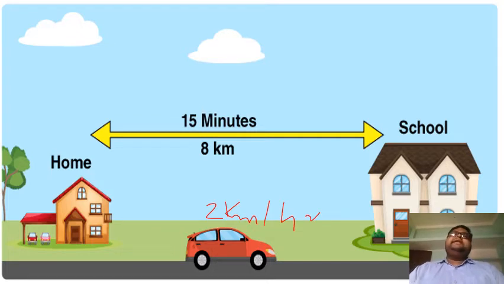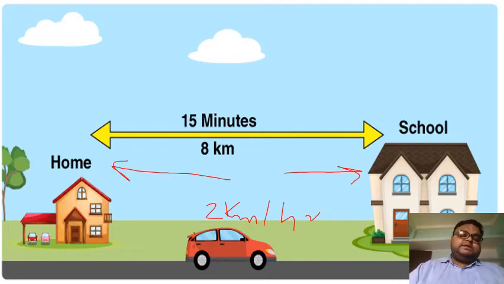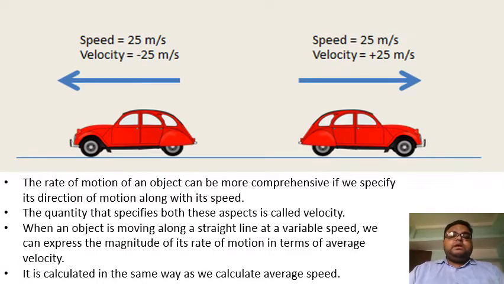But students, there is one more term here, right? You can see the school is in this direction, but the home is in this direction. Okay, students? So now when we add the direction component to the distance component, what do we get? We get the velocity. Okay, students? Now let's look at this picture.